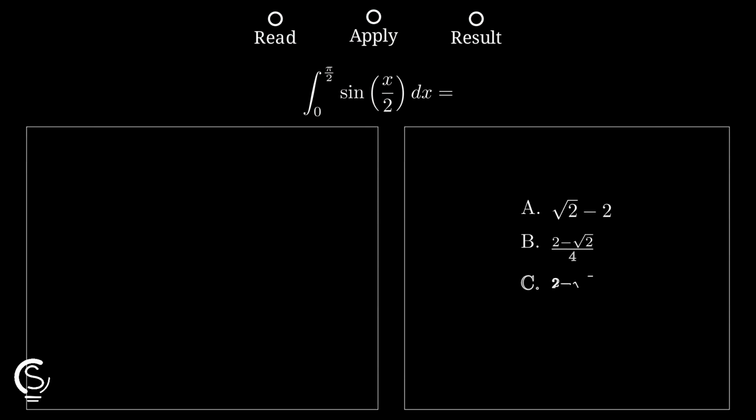First, we need the antiderivative of sine of x over 2. Since the derivative of cosine is negative sine, our result is negative 2 times the cosine of x over 2.